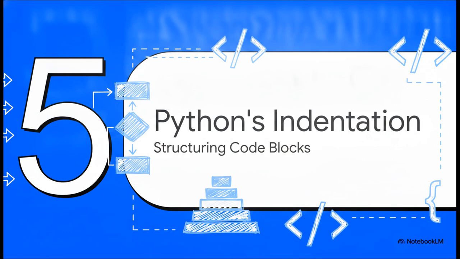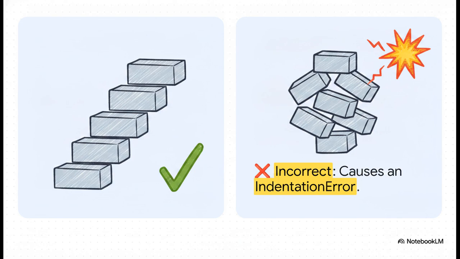Okay, Section 5. Python's indentation, structuring code blocks. Before you run off and start building these sophisticated flows yourself, we really need to highlight an absolutely crucial structural rule for writing Python code. The point is this: Python is incredibly strict about spacing. You can kind of think of it as the ultimate grammar police.